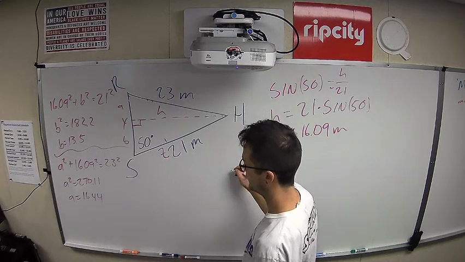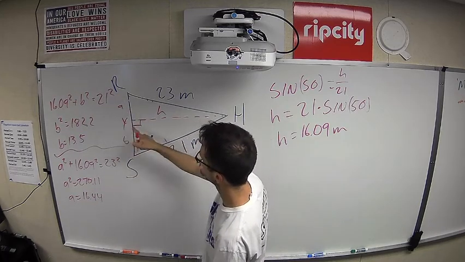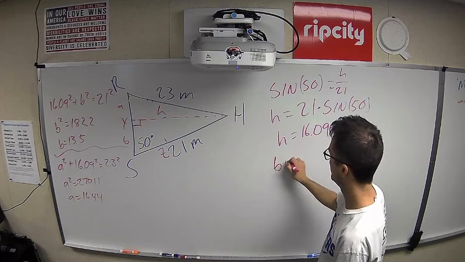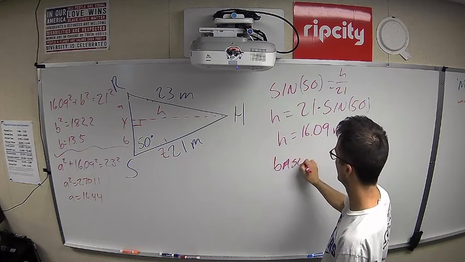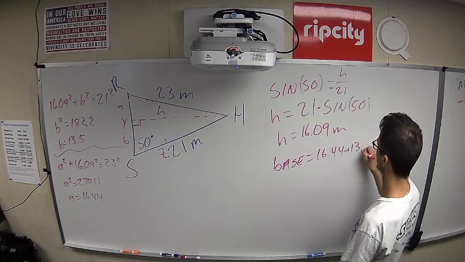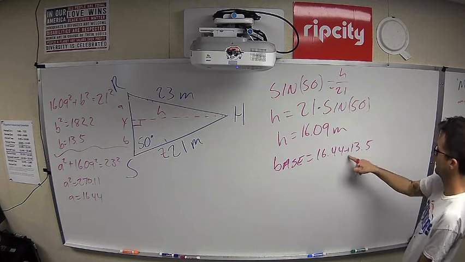Okay, so now we're going to add our A and our B, and that is going to be our base, and we're going to multiply that by our height, which we have over here. So our base is 16.44 plus 13.5, which is 29.94.